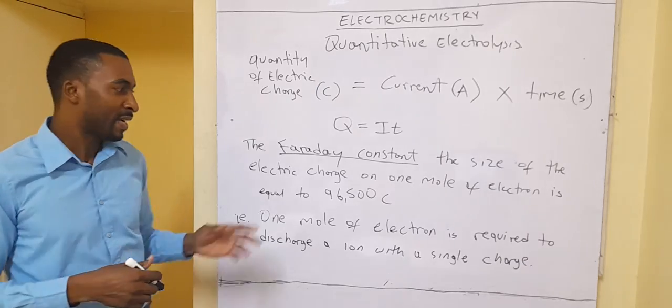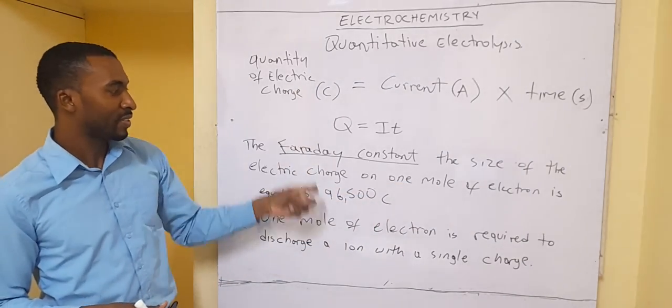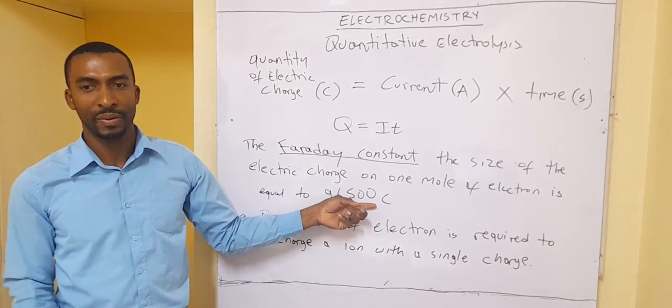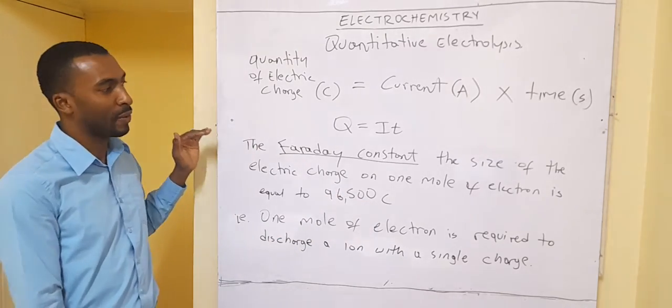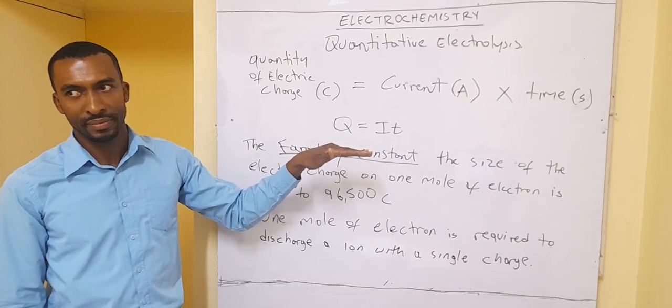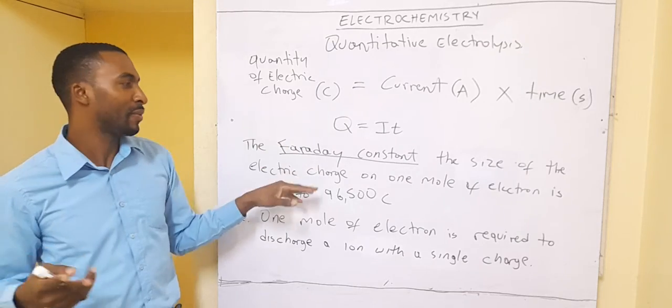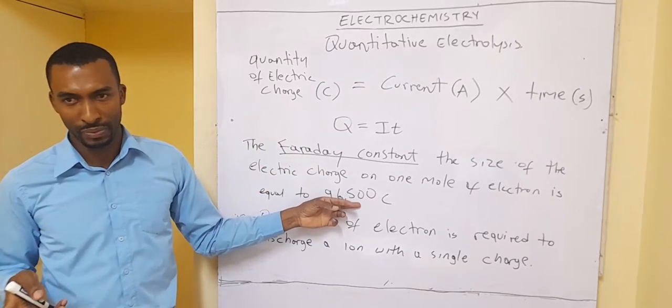So it simply means that for each mole of electron, the quantity of electric charge will be 96,500 coulomb. So if you should have like 1 mole of metal or anion and it requires 2 electrons to discharge the mole, then you would actually have to multiply this by 2. Alright?